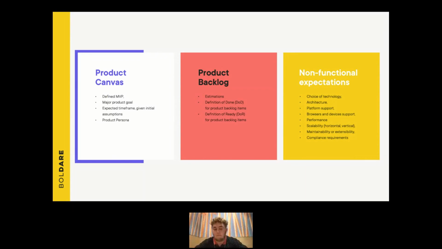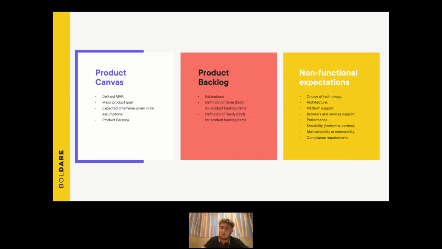So there are legal things that are also important, and the scalability. You will need to decide that at some point horizontal will be your point of choice, or vertical, maybe both, and so on. So basically a lot of things, but how do you approach all of this?